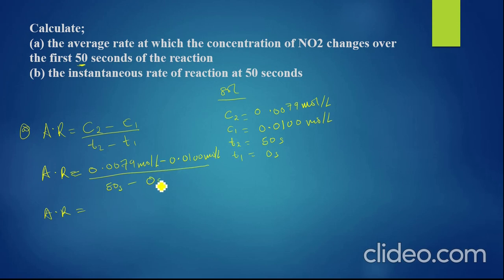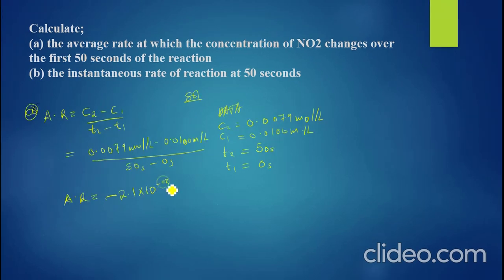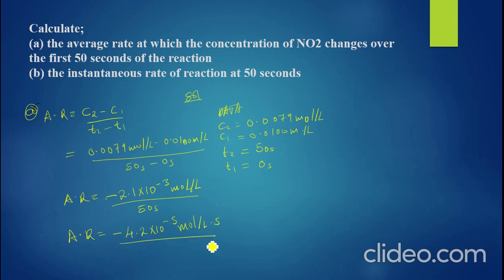So after subtracting these two, we're going to get negative 2.1 times 10 to the power negative 3 mole per liter over 50 minus 0, that's 50 seconds. Therefore average rate is equal to, when we divide these two, negative 4.2 times 10 to the power negative 5 mole per liter per second. Now this is not the final answer. What are you supposed to do here?